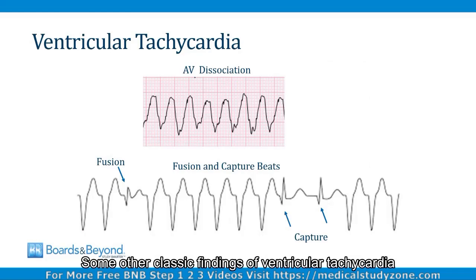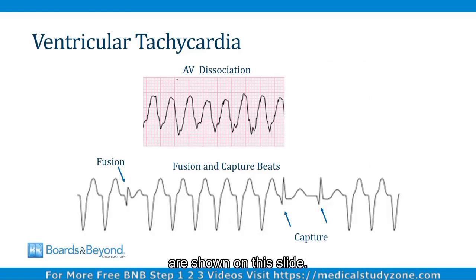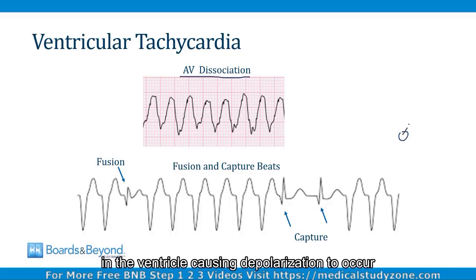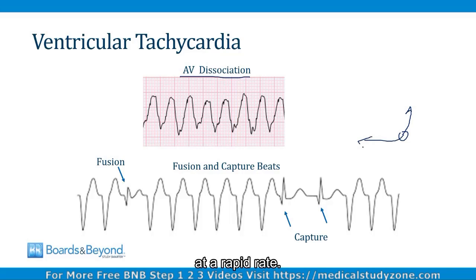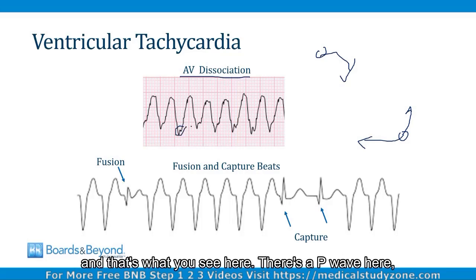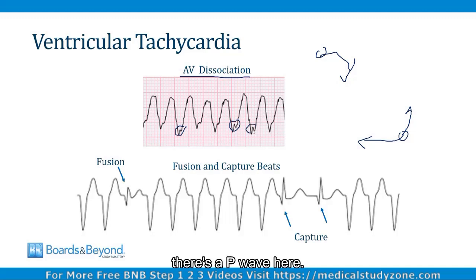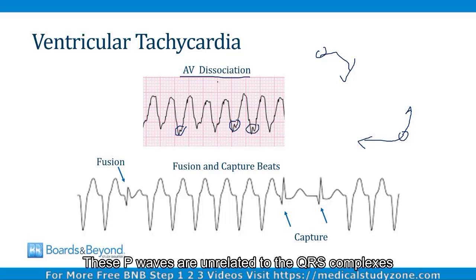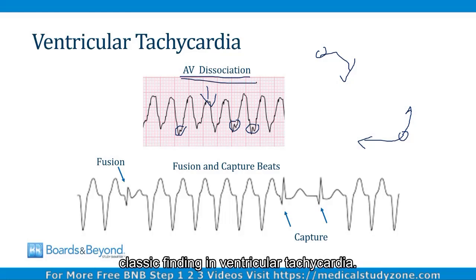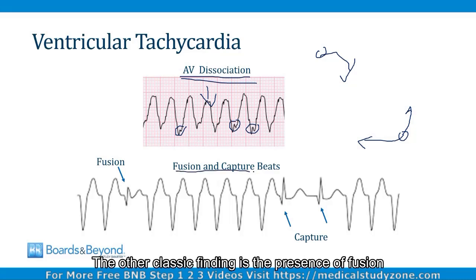Some other classic findings of ventricular tachycardia are shown on this slide. The first one is AV dissociation. So remember what I told you. You have that little area of aberrant electrical activity in the ventricle causing depolarization to occur at a rapid rate. But up at the sinus node is also depolarizing and generating P waves, and that's what you see here. There's a P wave here, there's a P wave here, there's a P wave here. These P waves are unrelated to the QRS complexes, and therefore this is evidence of AV dissociation, classic finding in ventricular tachycardia. The other classic finding is the presence of fusion or capture beats.